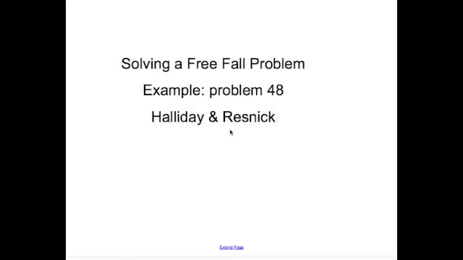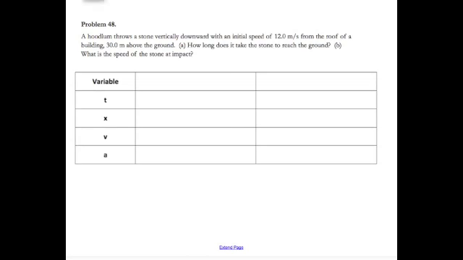Here we're going to solve a kinematics problem, and the one we're going to pick is problem 48 in the textbook. Here we have a bizarre situation of a hoodlum who is throwing a stone downward with a speed of 12 meters per second, and we're told that it does this from a building that's 30 meters high. So although we're only given two numbers, we're actually given more information than that. So we need to figure out how to break this down into, again, our table of kinematic variables.